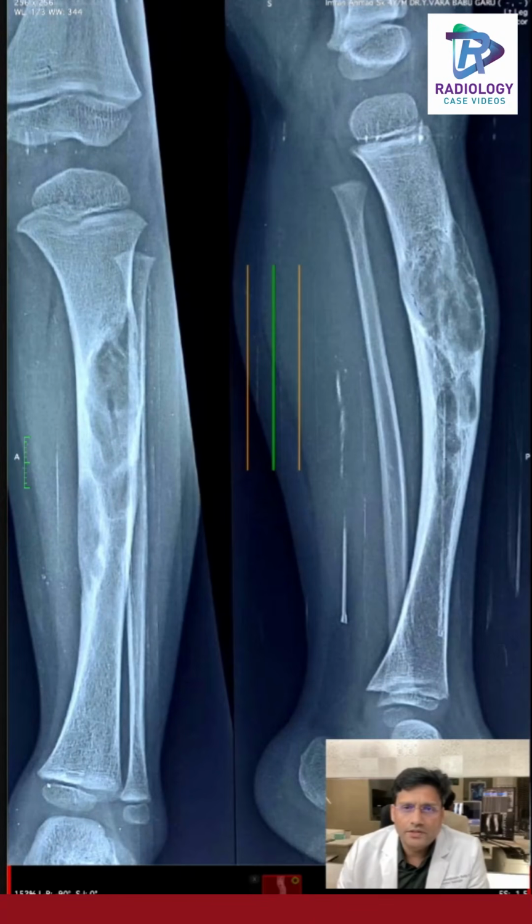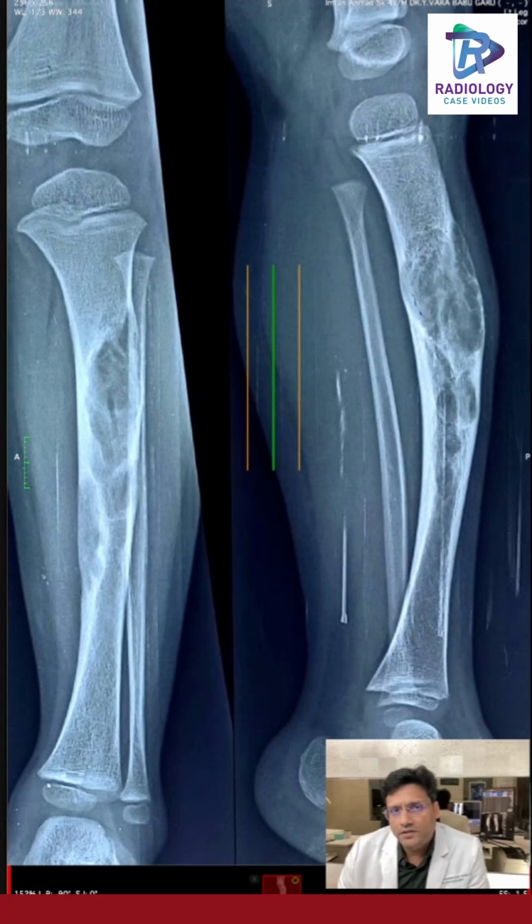A 7-year-old child presented with pain over the tibial shin. This is the radiograph, which is showing an abnormal, bizarre-appearing lesion, which has a typical ground glass appearance and thickened sclerotic cortex involving the diaphysis of the tibia. You're also appreciating, in the coronal AP radiograph, the sclerosis here.